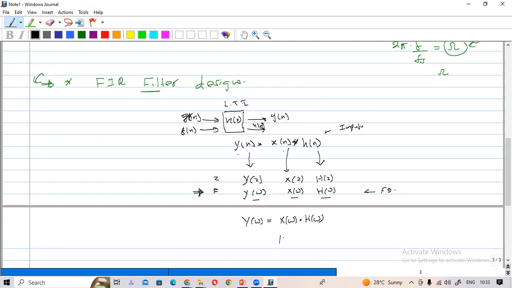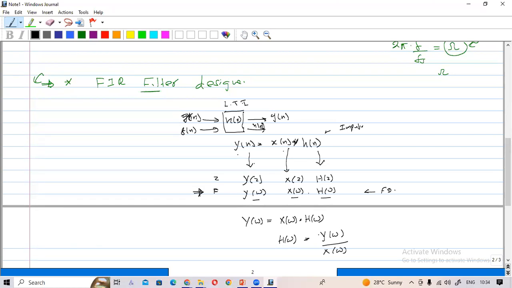Then H(omega) you can define as Y(omega) divided by X(omega). Now this is just a division. So if you know Y(omega) and X(omega), you can do the division, then you can conclude H(omega). If you want to find h[n], you have to take the inverse Fourier transform of H(omega), then you can find h[n]. That is the technique we use.